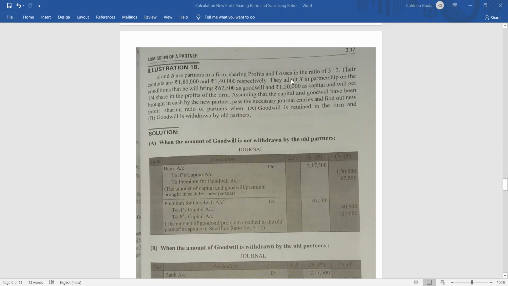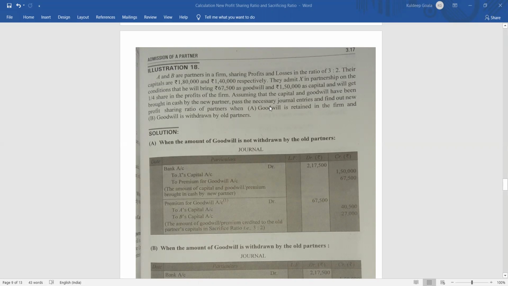Okay, so how much is the premium for goodwill? 67,500, right? He will bring 67,500. That is his share of goodwill. So premium for goodwill is 67,500. Clear? And 1,50,000 he is going to give for capital. And he will get 1/4 share in the profit. He is going to get 1/4 share in the future profit. Assume that the capital and goodwill have both been brought in cash by the new partner.